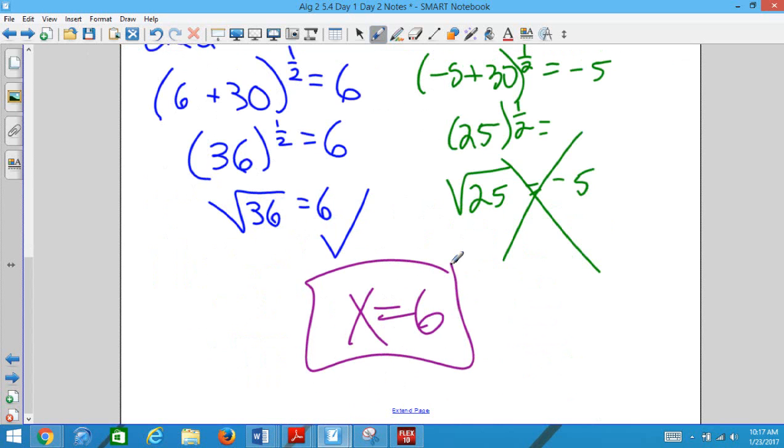So make it obvious to me that you found your answer, like circle it. So when I look at your work, I can figure out what you've done and then what you meant to say.